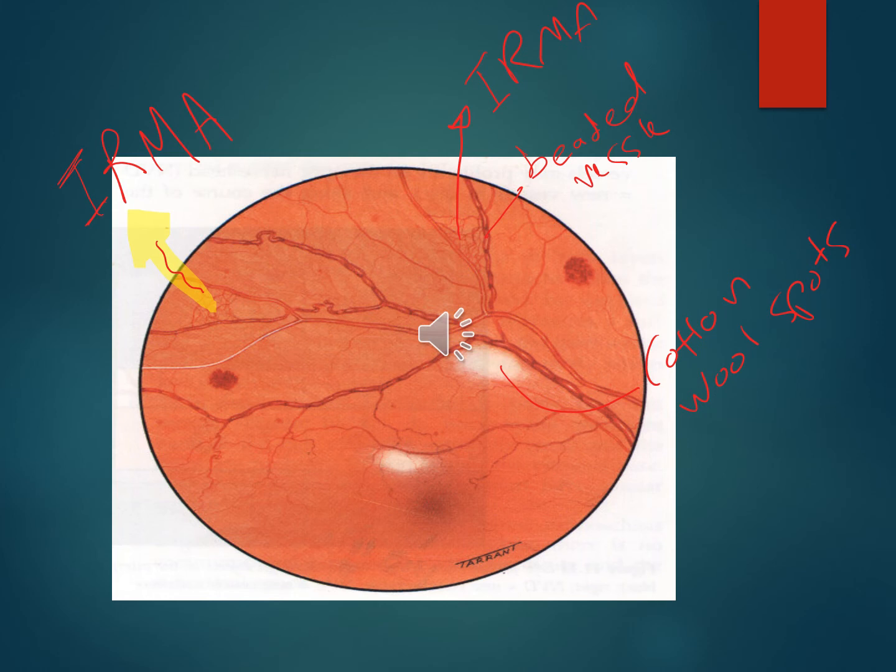This fundus photo shows a pre-proliferative diabetic retinopathy. Why a pre-proliferative? There is cotton wool spot. This is the cotton wool spot, previously called soft exudate. Now we call it cotton wool spot with vascular change.